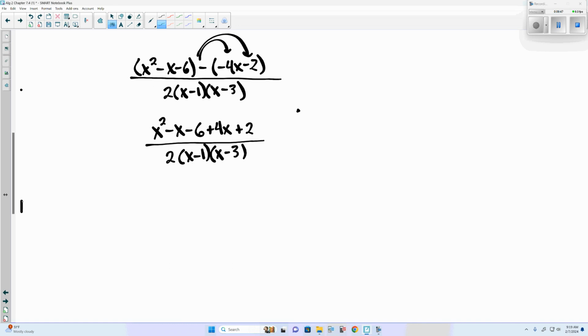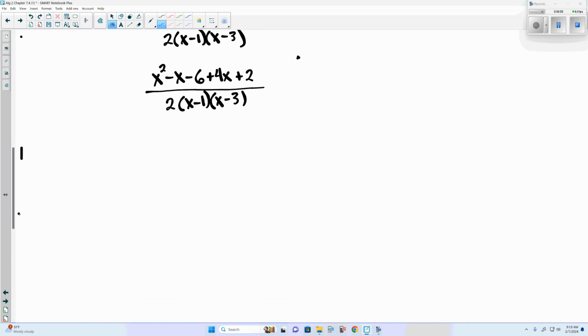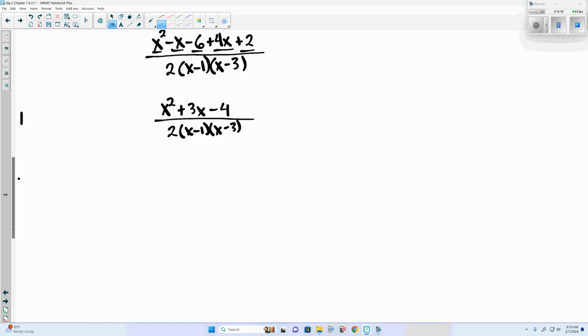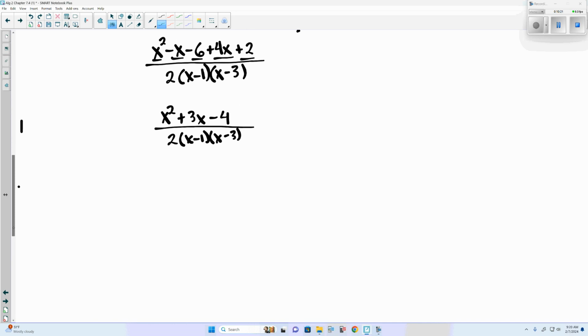Because as we can see here, do we have like terms? X squared does not have any like terms, so it's just x squared. Negative x and 4x, negative x plus 4x is plus 3x. Negative 6 plus 2 is negative 4. Questions on how we got to this point?